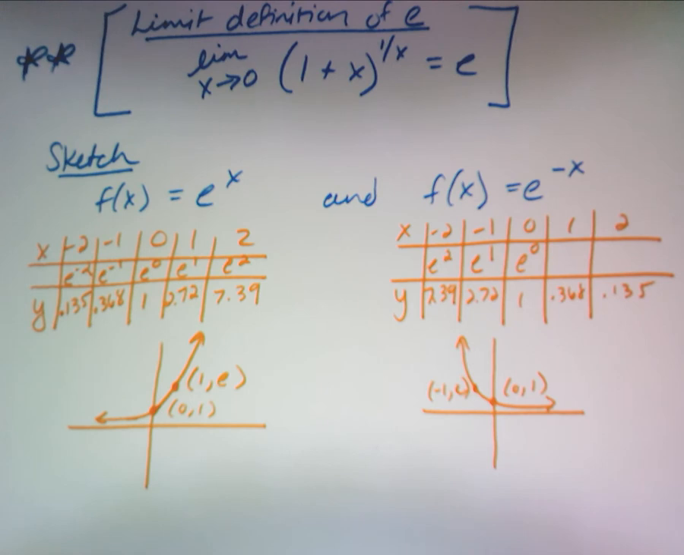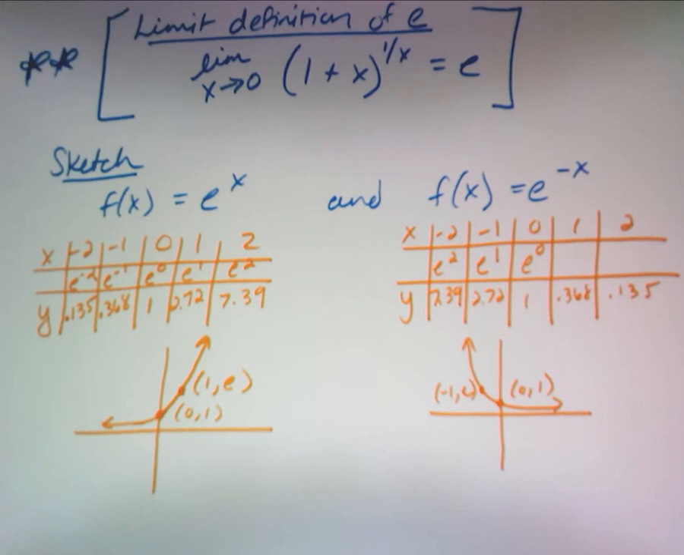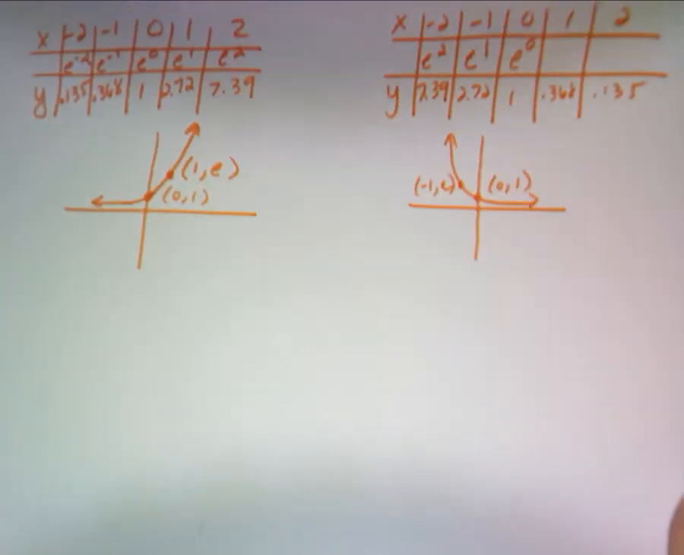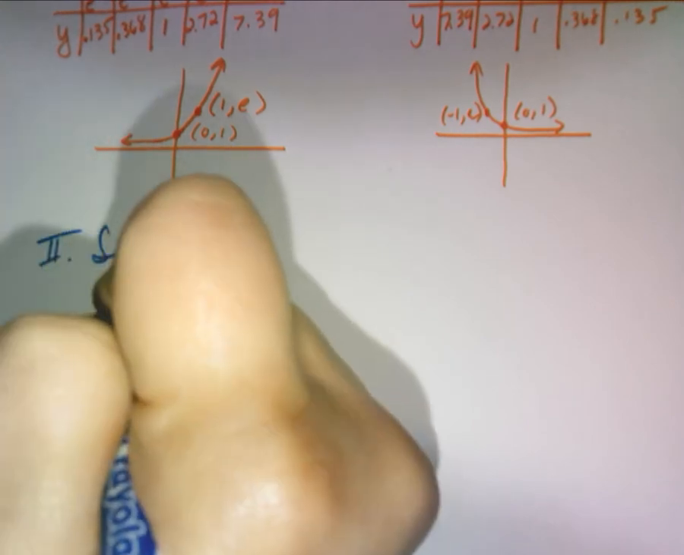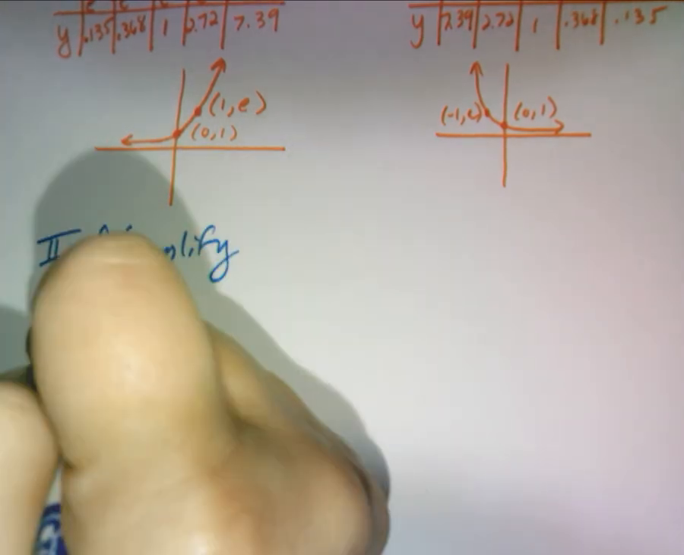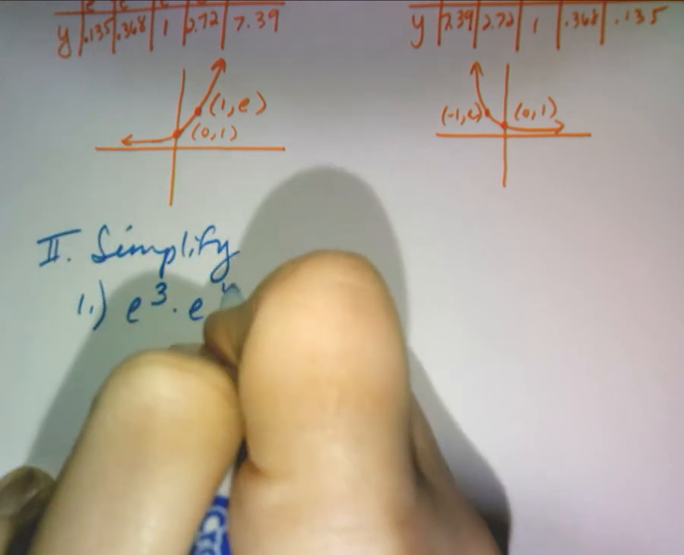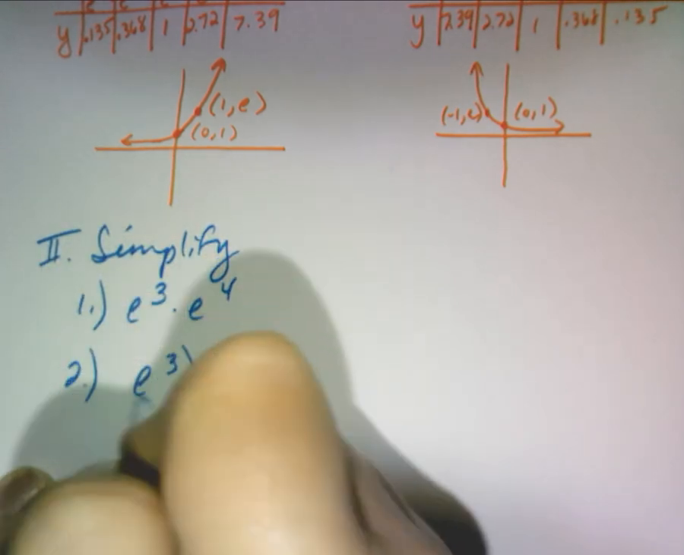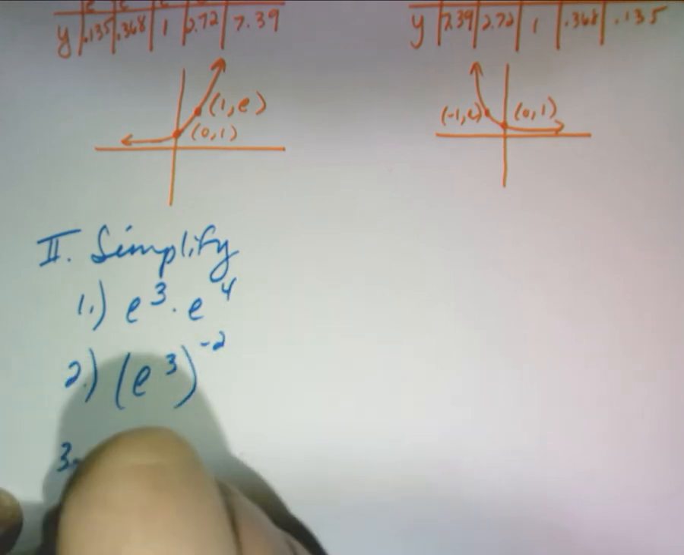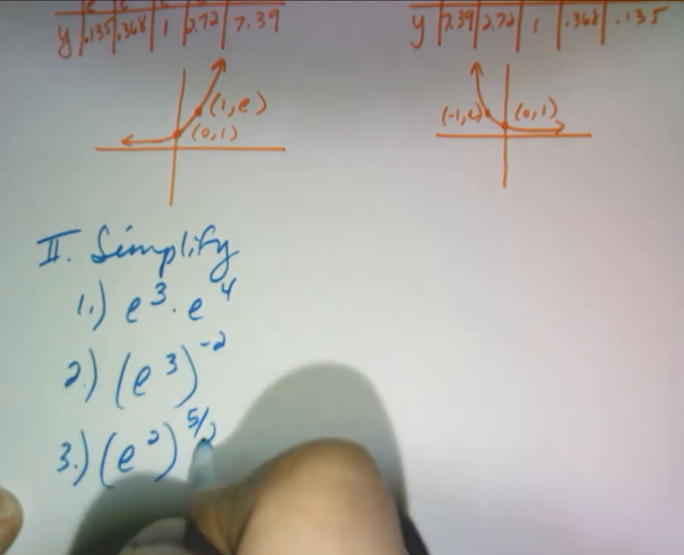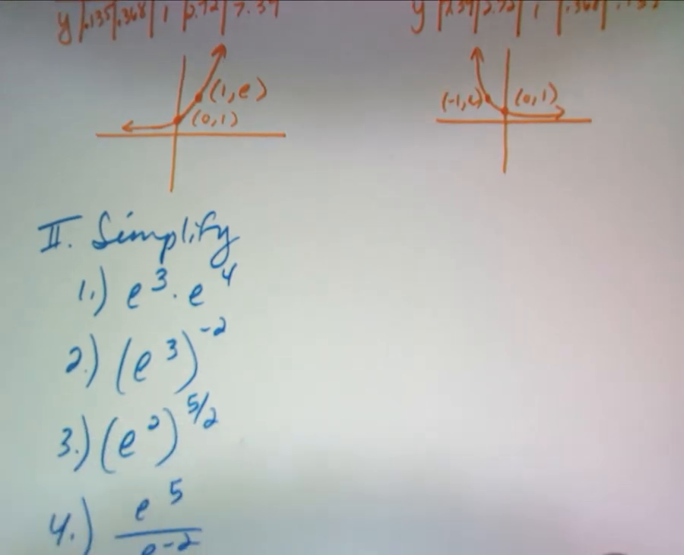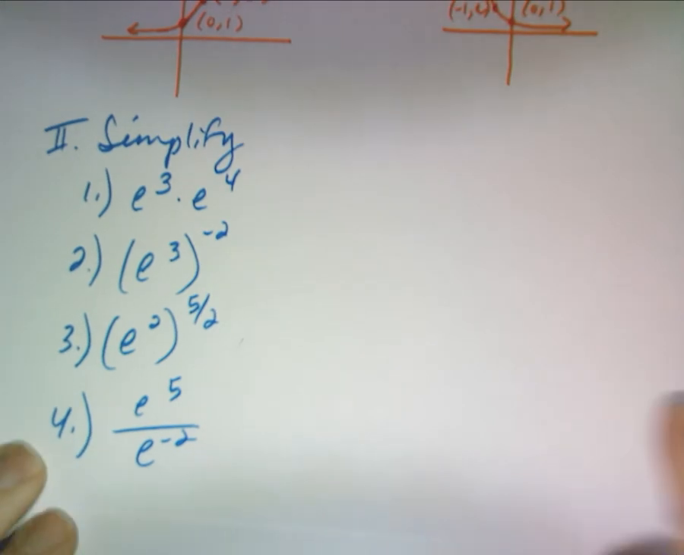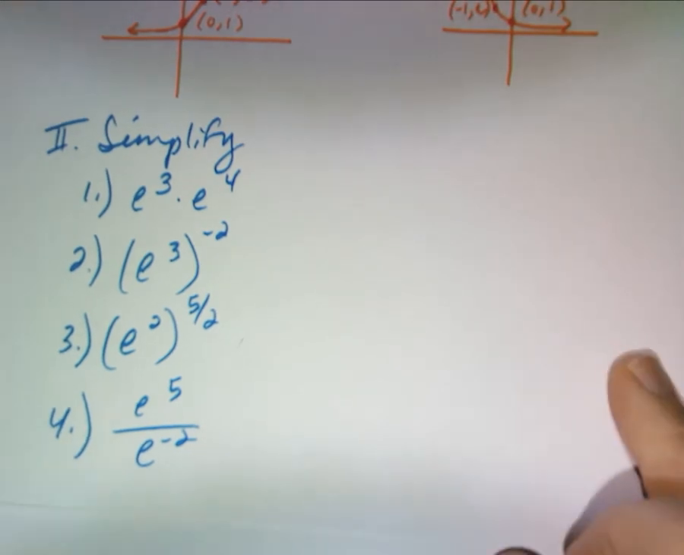Now, we're going to simplify, we're going to solve, and we're going to do some application today. We're done. I mean, this isn't that hard. This is just all review from pre-calc stuff. So let's do some, we'll call this part 2, simplify. e to the 3 times e to the 4. All right, we'll do these 4 quick problems right here.